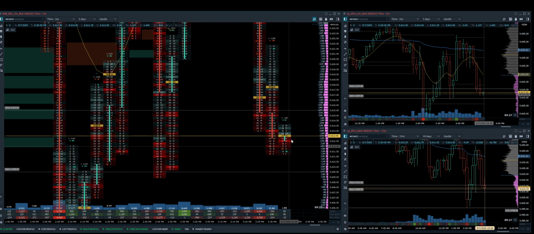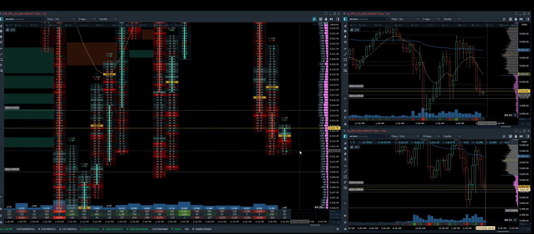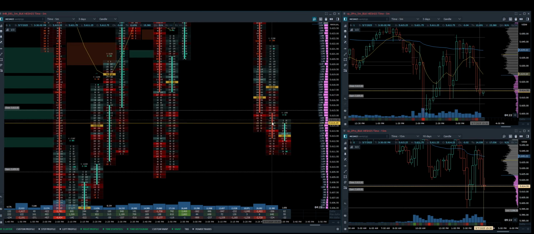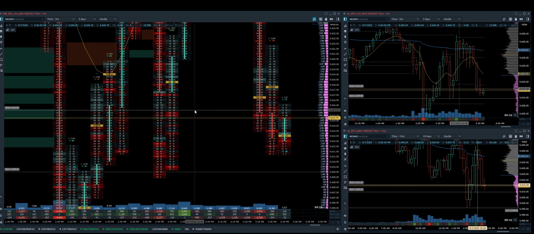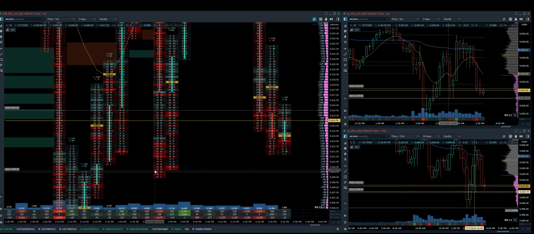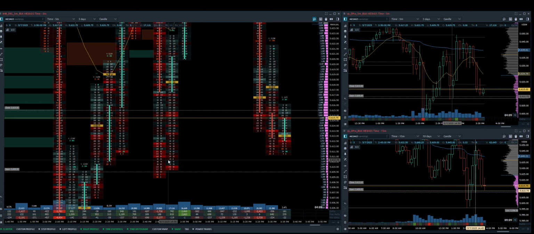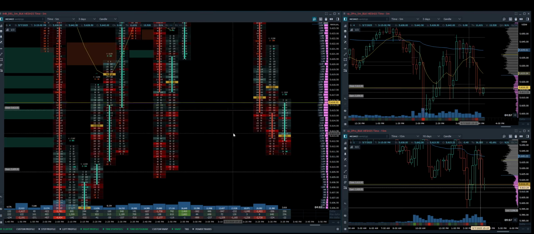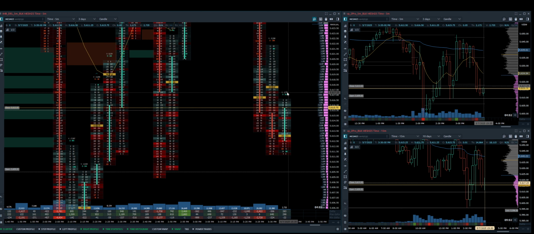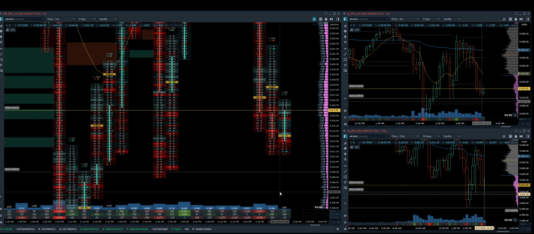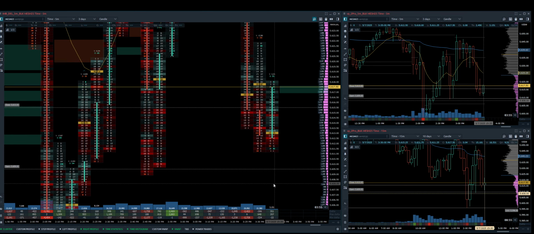So got a double bottom here. Had a nice little run. This is a significant level. This was yesterday's close. Got some decent volume coming in right now. We got 25 more minutes till the market closes.